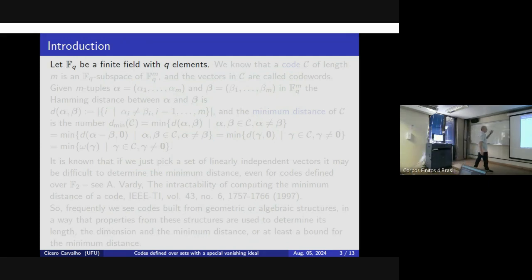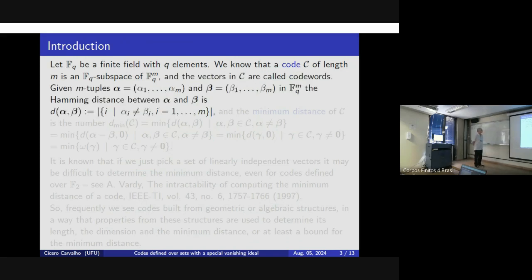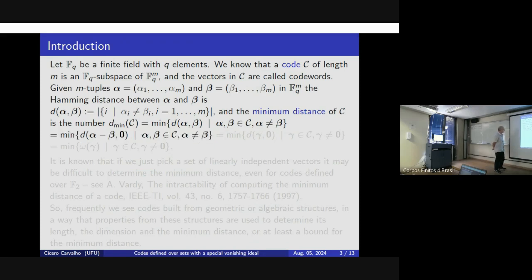So Fq is a field of q elements. We know that a code of length n is just an Fq-subspace of Fq^n. And of course, the vectors of the code are called codewords. Given two vectors in Fq^n, there's the Hamming distance defined, which is just the number of positions where the vectors have distinct entries. The minimum distance of the code is just the minimum of the distance between two distinct codewords. Since the code is a vector space, this is also calculated as the distance of a codeword to 0.